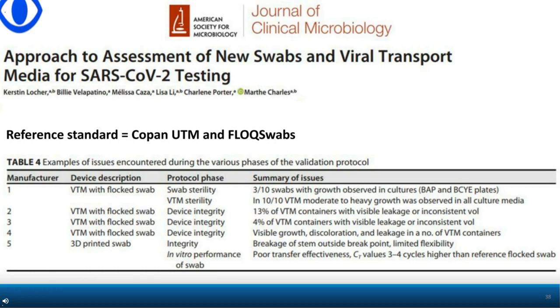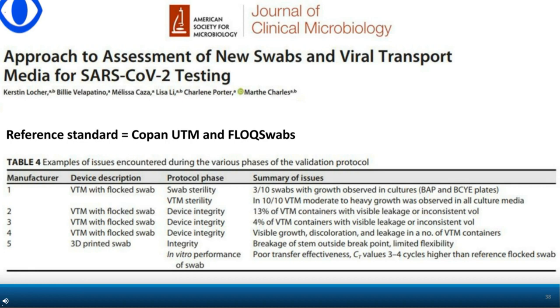You can see with manufacturer 1, there were 3 out of the 10 swabs that had growth observed in cultures, so 3 out of the 10 swabs were contaminated. They also looked at 10 different viral transport media from this manufacturer, and again, all 10 of them were also heavily contaminated with organisms.